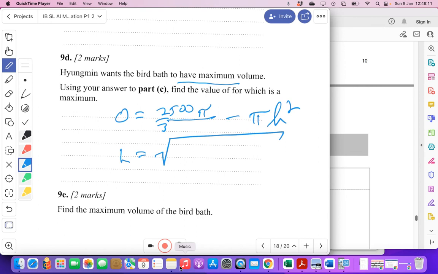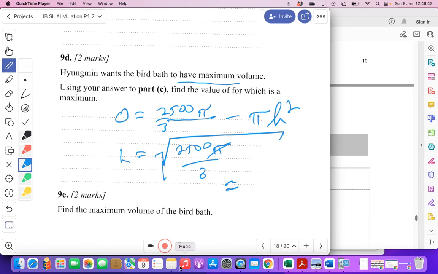the square root of 2500π. Whoops, the π's cancel out on both sides. Okay, we divide both sides by π, and we get rid of that. So just what is the square root of 2500 divided by 3? And that is approximately equal to, I didn't write down the answer here.